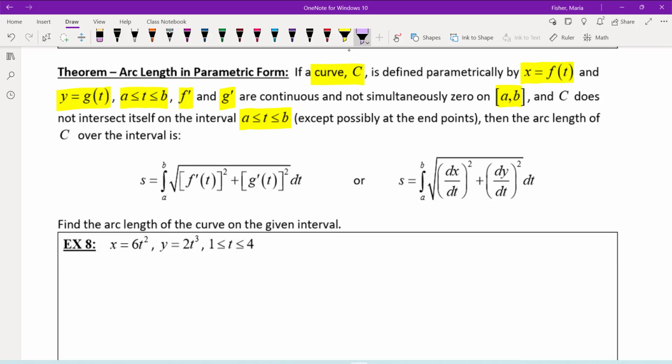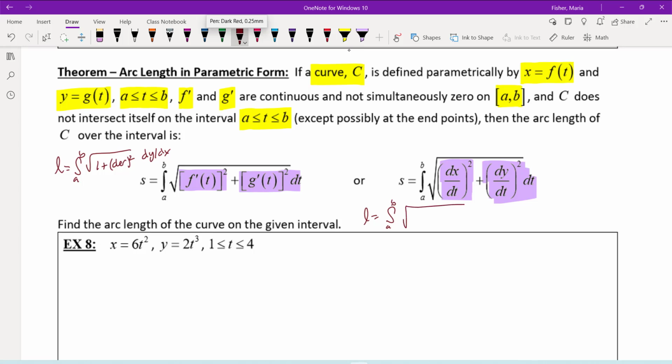then the arc length over that interval is going to be the integral from a to b of the square root of f prime of t squared plus g prime of t squared dt, or dx/dt squared plus dy/dt squared. If you remember from section 7.4, arc length back there, and remember I used the letter L for arc length, was equal to the integral from a to b of the square root of 1 plus derivative quantity squared in either dy or dx depending on what variable the function was in. Well, now arc length is just going to equal the integral from a to b of the square root of x prime squared plus y prime squared.